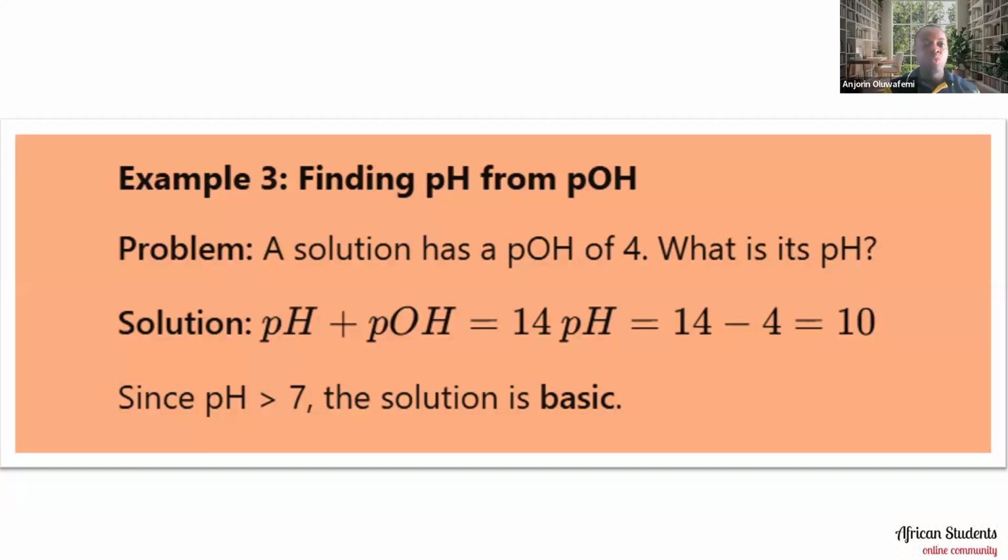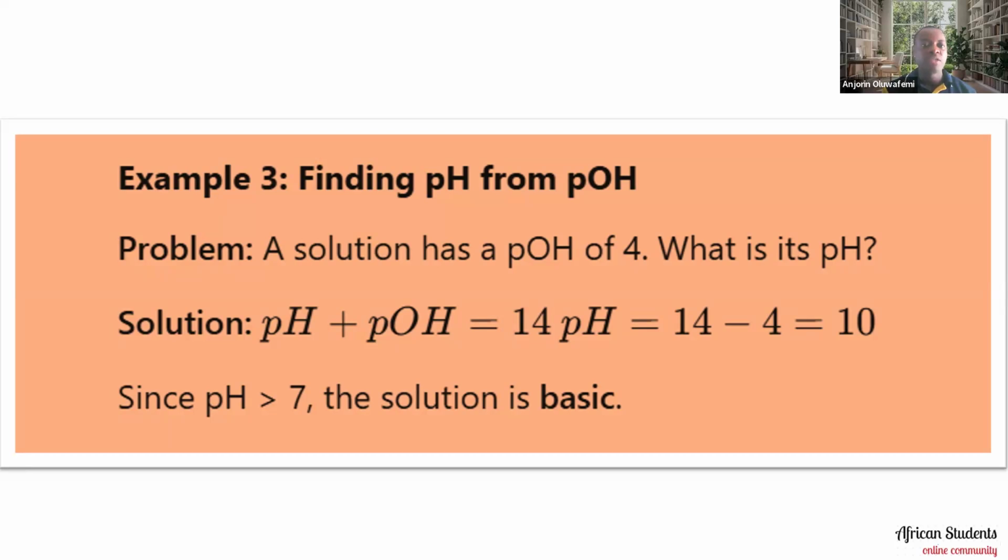So we look at the third question. It says finding pH from pOH. The question says that a solution has a pOH of 4. What is its pH? Don't forget that pH plus pOH equals 14. We have established that. So if pH plus pOH equals 14 and we have a solution with a pOH of 4, that means the pH will be 14 minus 4, which equals 10. Now, since the pH is greater than 7, the solution is basic.